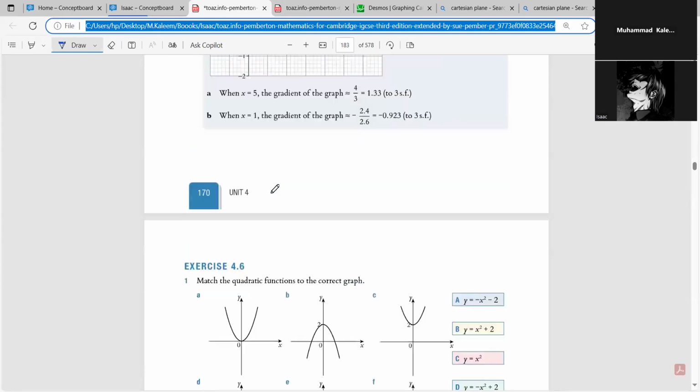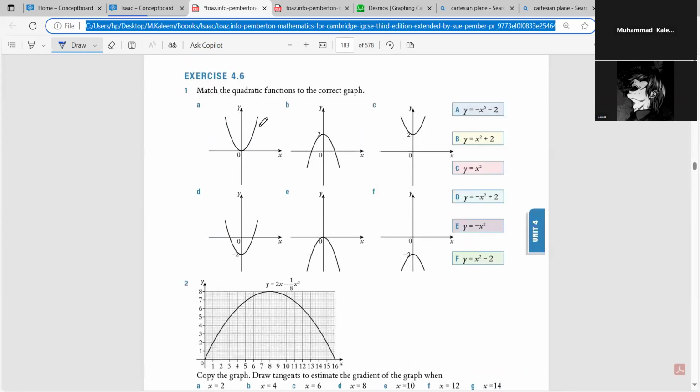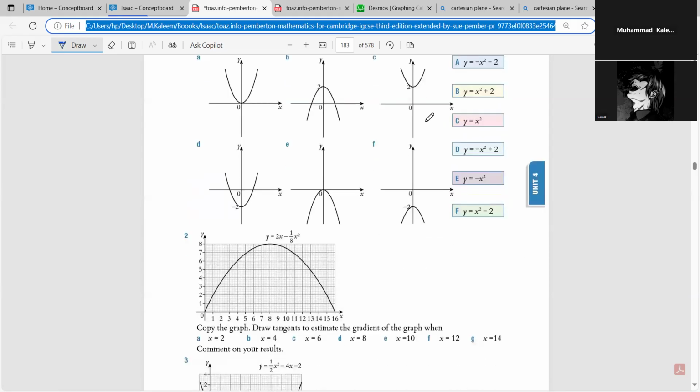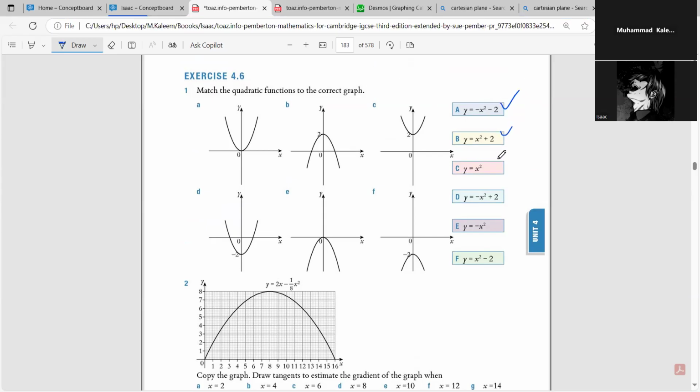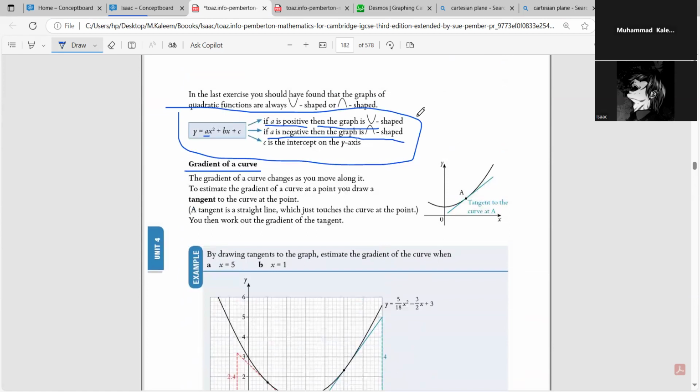Next, exercise 4.6. Match the quadratic functions to the correct graph. Here, one way is to make the table for this one and for this one, and then find it out, but it will take so much time. Here we have to use the properties, the definition that I already explained to you. If the leading coefficient is positive, then the parabola will be upward. If the leading coefficient is negative, its graph will be a parabola downward. Okay.